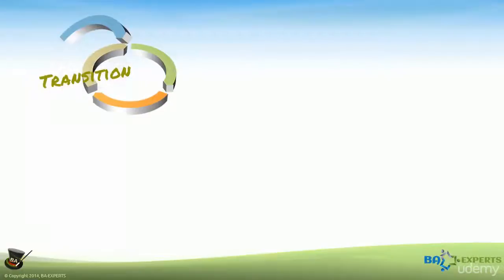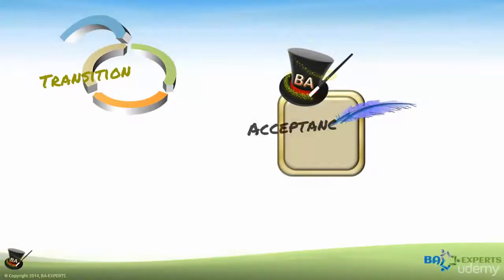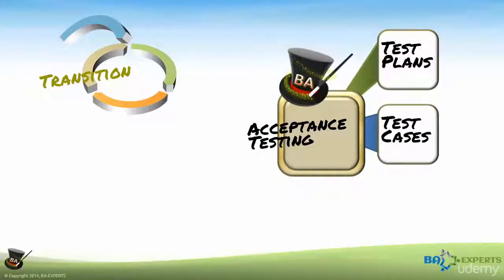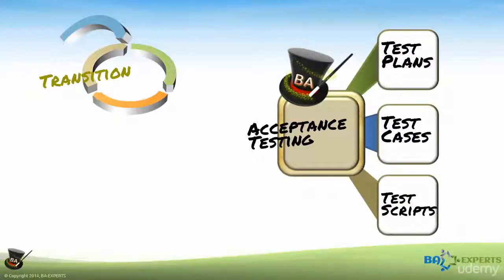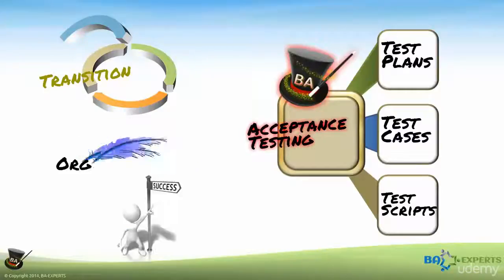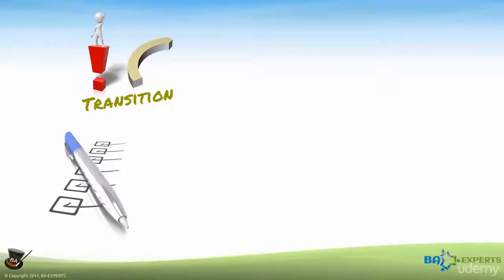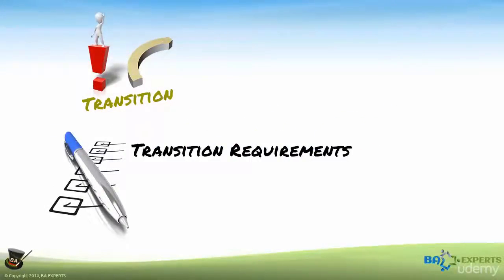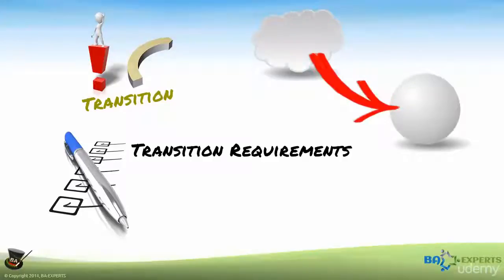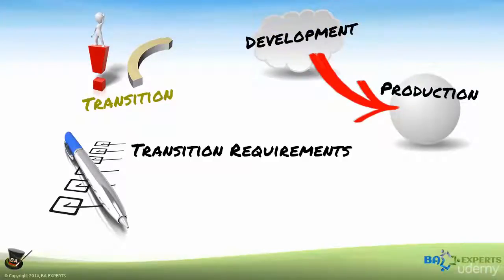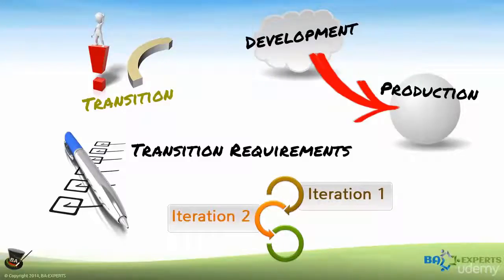In the transition phase, the BA might be tasked with acceptance testing tasks such as creating test plans, test cases, and test scripts. Whether or not the BA is involved in testing is an organizational decision. A fundamental business analysis task in this phase is to define transition requirements and help the development team to transition the system from development to production. After completion of the transition phase, the next iteration for this project starts, and all business analysis activities are repeated.